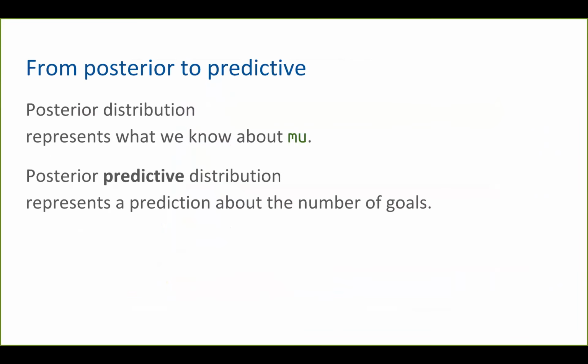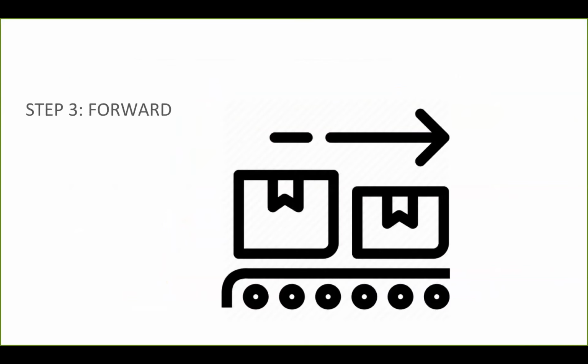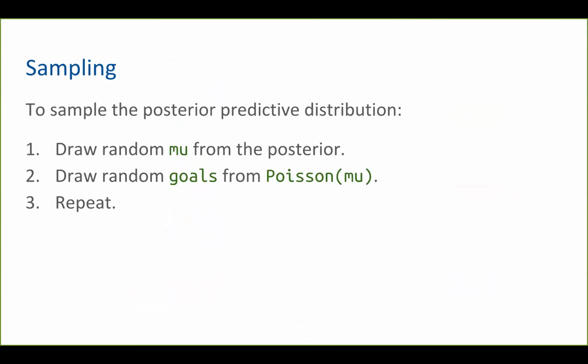Okay, so we've done inference. We've gone from data to a posterior distribution that represents what we know about mu. The next step is to make predictions. For this game coming up on Friday, I would like to predict the number of goals that each team will score against the other. So now we're back to doing forward probabilities. I'm going to do this by random sampling again.